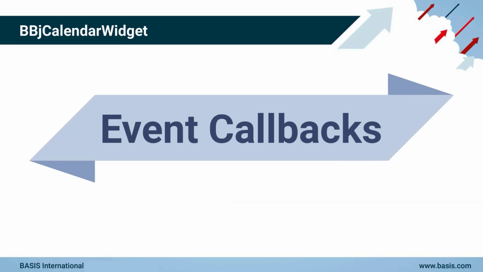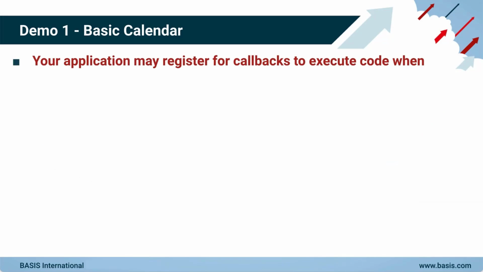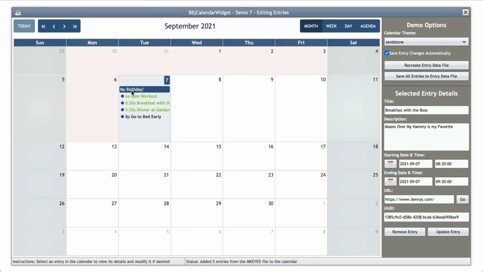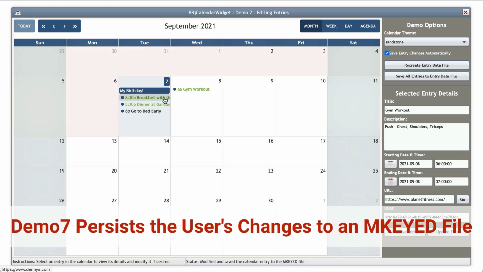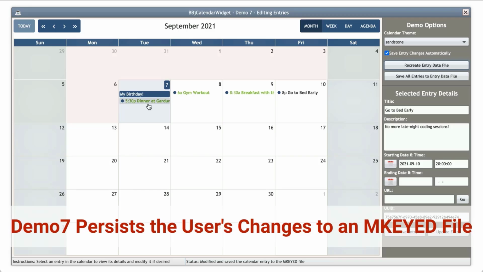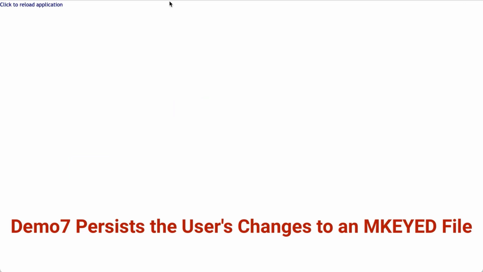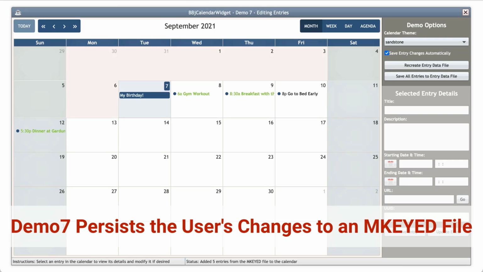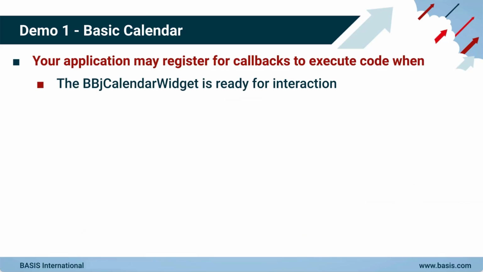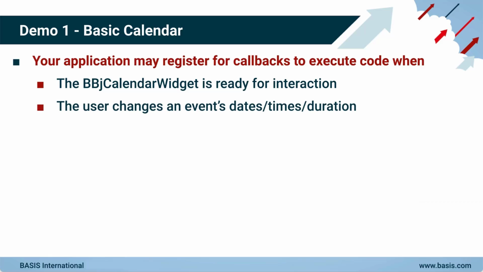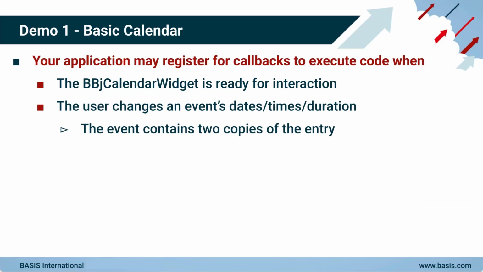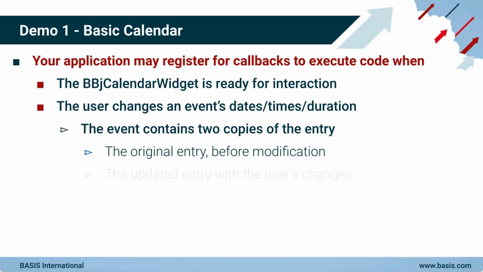Event callbacks. Your application can register for the end user's events with traditional callback syntax, which allows you to execute custom-tailored code after the user interacts with the calendar or its entries. This means that you can load the calendar with entries from a database and let the user change them. Whenever the user reschedules an entry or adjusts its duration, the BBjCalendar widget executes your callback routine and provides a custom calendar event object. When the user edits an entry in that manner, your application gets two copies of the calendar entry from the event, the original version and the updated version that includes the user's changes.